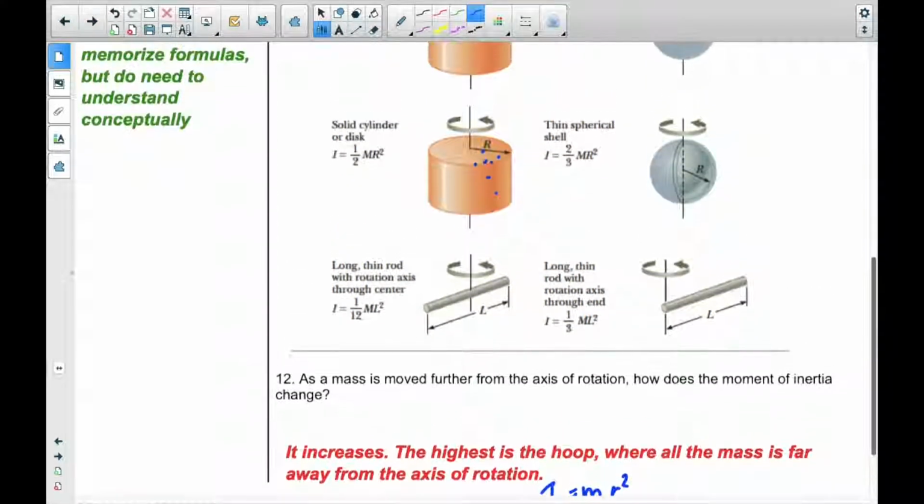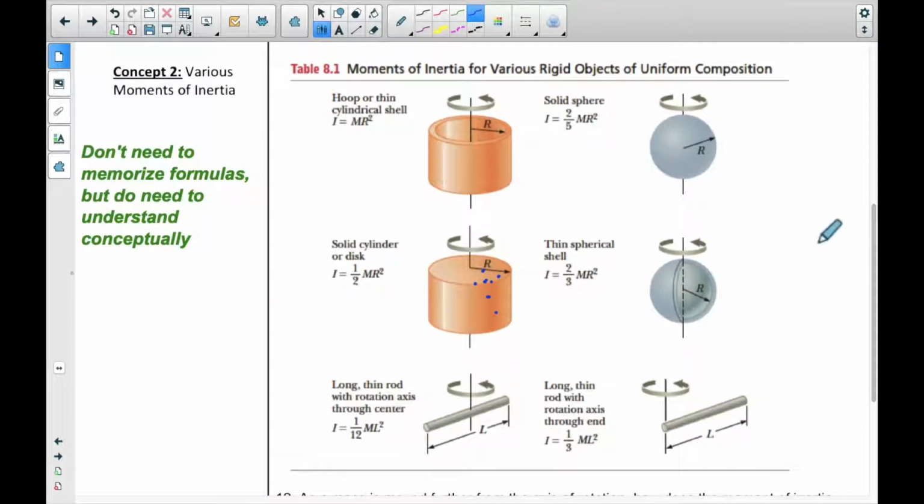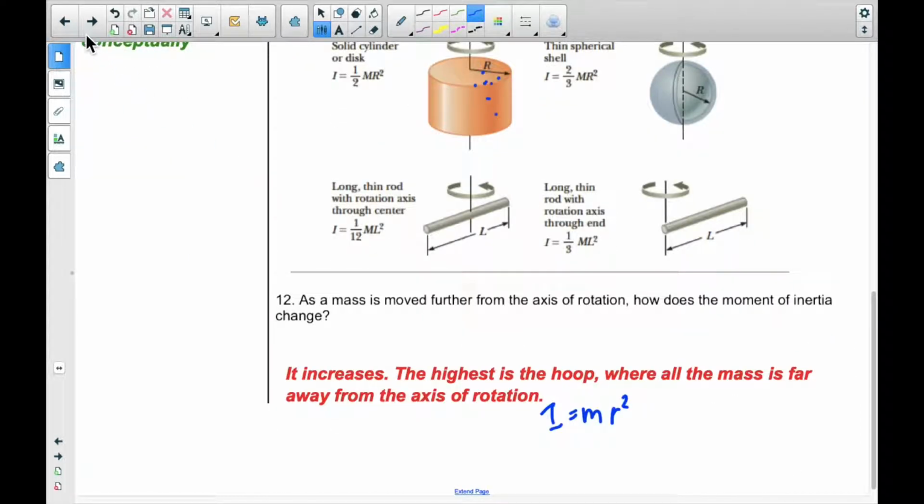The implications of this are that if you have different shapes that are spinning, then each is going to have a different moment of inertia. Each is going to be harder to stop or harder to start to rotate, depending on the shape. So that's something to consider, that the disk has the highest moment of inertia. Okay, let's turn the page.